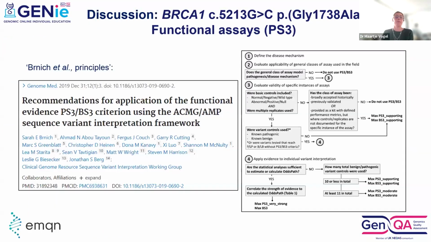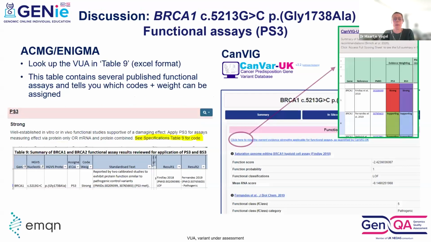Next slide, please. So when you want to find out how much weight you should give to a certain publication, there is guidance that tells you how you should do this. And that's the paper from Sarah Burnich et al. And they give you, well, really clear, but also sometimes it's a lot of work, instructions on how you should evaluate functional studies. The good news is that if you work on BRCA1, a lot of the work has been done for you. Next slide, please.